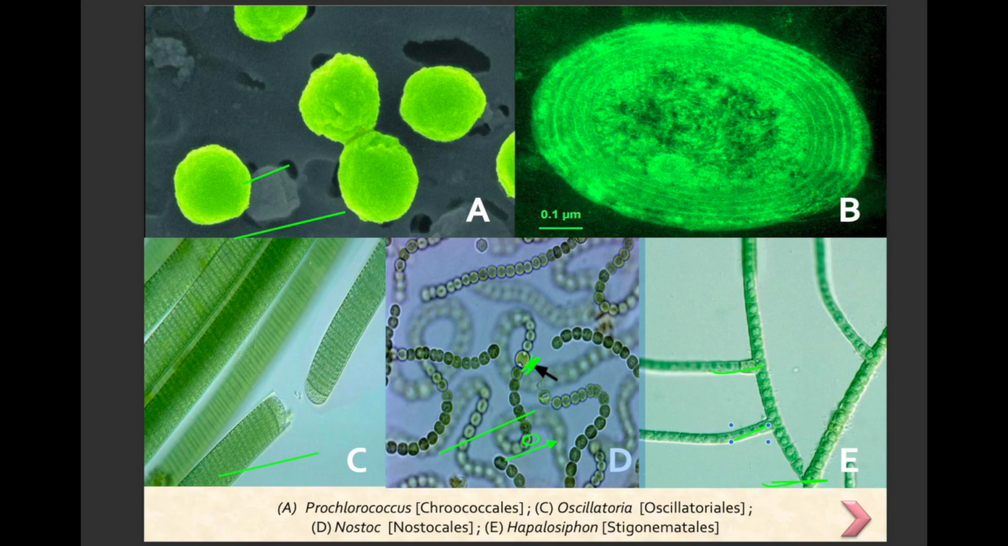You can have another entire course just to describe these species of these groups under your cyanobacteria: your Chroococcales, Oscillatoriales, Nostocales, and Stigonematales. But I hope by providing these examples right here, you can experience the diversity within this group of organisms.